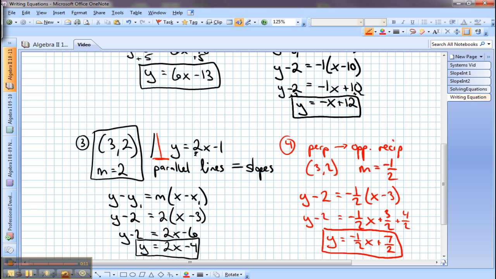And so when we have the perpendicular line, we use the slope that is the opposite reciprocal, and our equation is y equals negative 1/2 x plus 7/2.